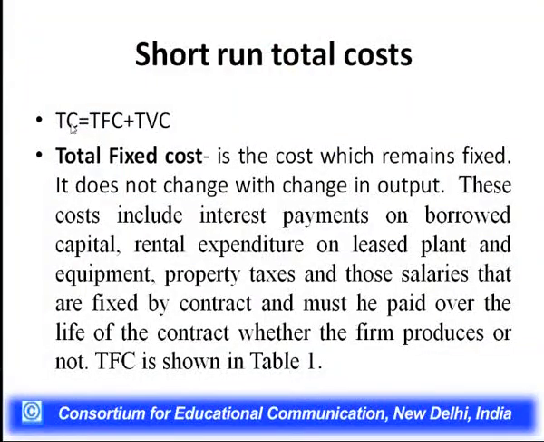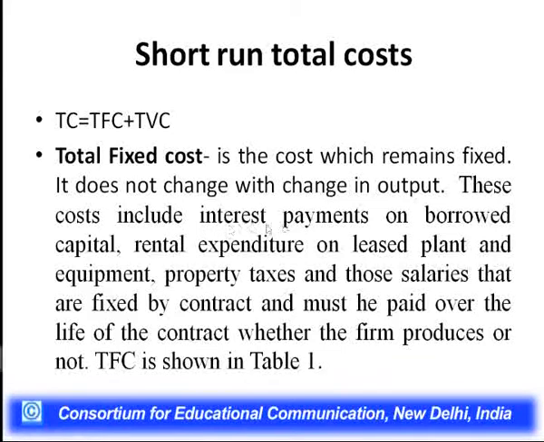In the short run, we have two types of cost: total fixed cost and total variable cost. Total cost is a combination of both these costs. So, what is total fixed cost? Just as the name suggests, this cost remains fixed. It does not change with the change in output.